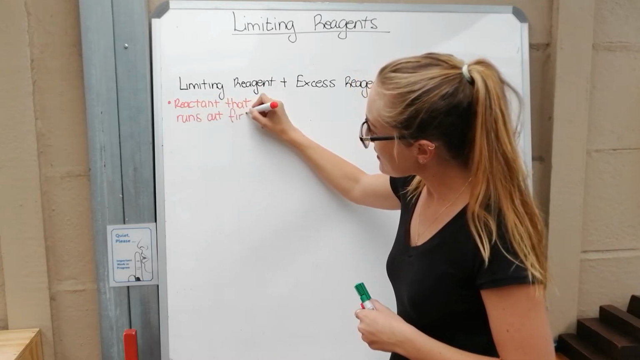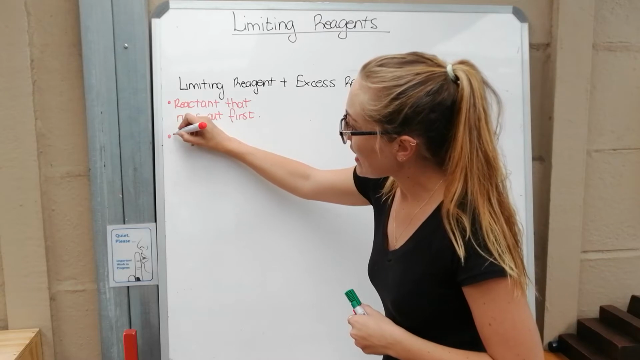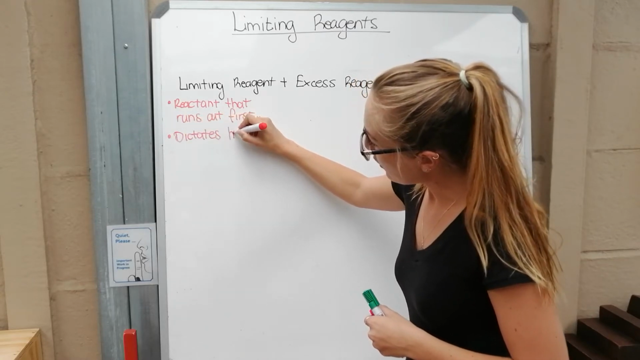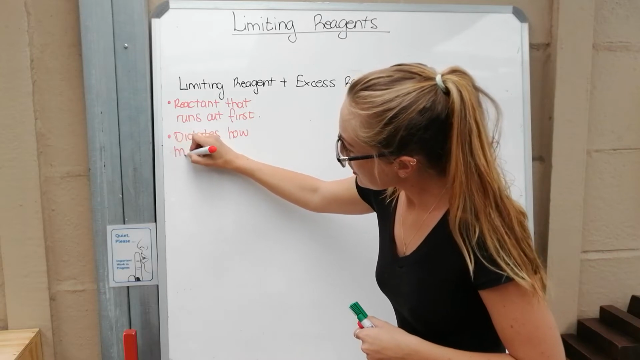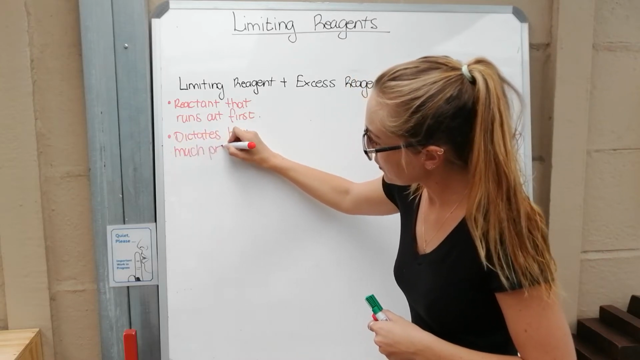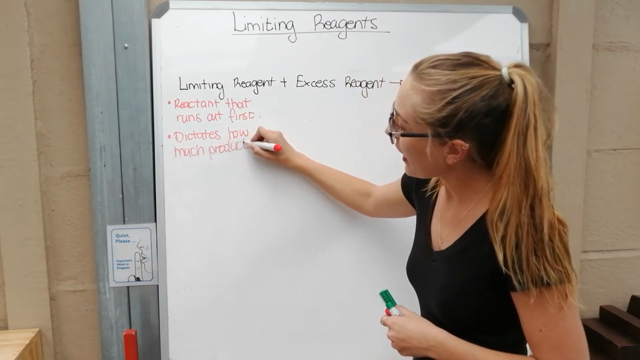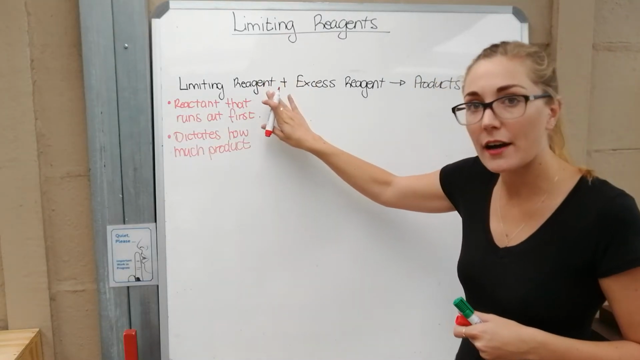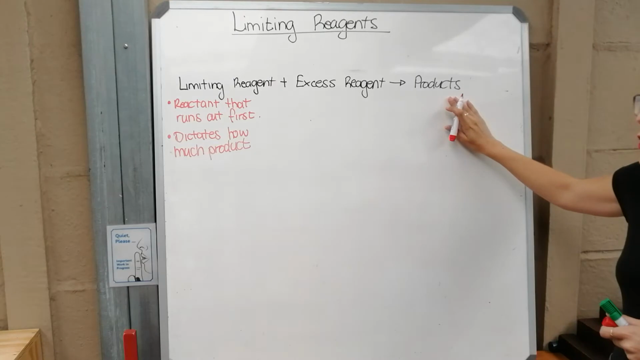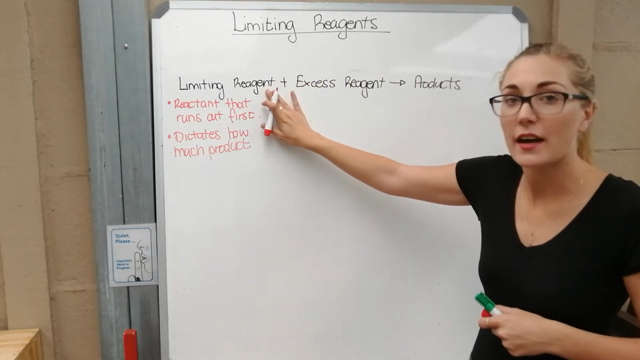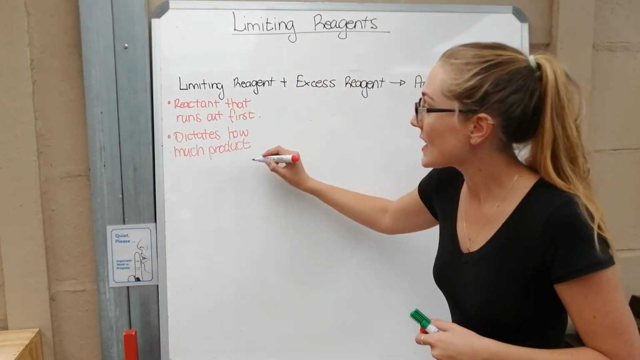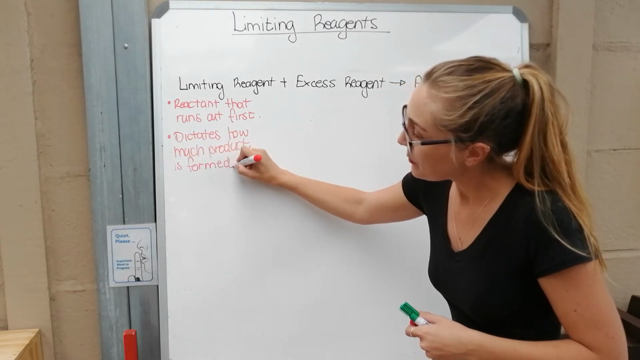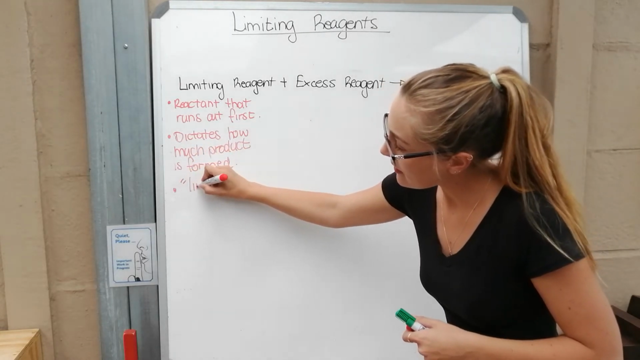So this dictates how much product is formed. Okay, so if the reaction stops when our limiting reagent runs out, then that means the product that forms depends on how much of this we have to react. Okay, so it dictates how much product is formed, and it's called limiting because it limits the reaction.